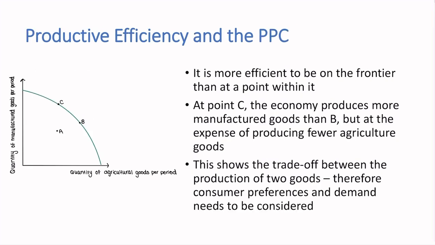Now let's look at productive efficiency in the production possibility curve. It's more efficient to be on the frontier, which is this part, than within it. At point C, the economy produces more manufactured goods than B, but at the expense of producing fewer agricultural goods. This shows a trade-off between the production of two goods. Therefore, consumer preferences and demand need to be considered.